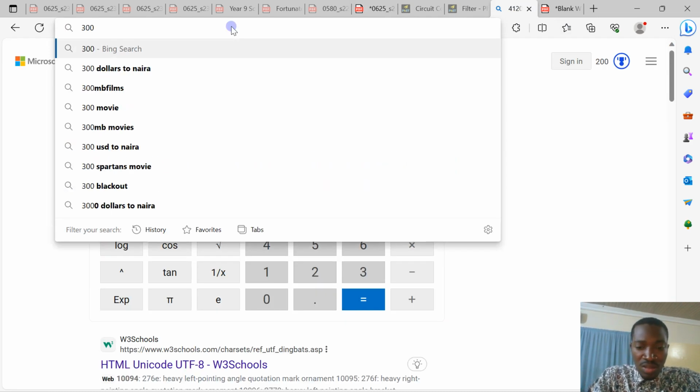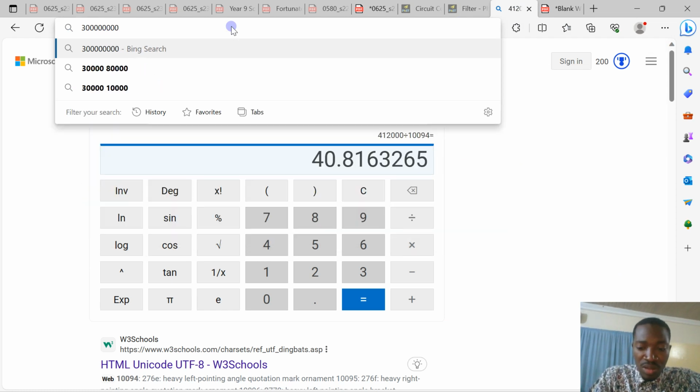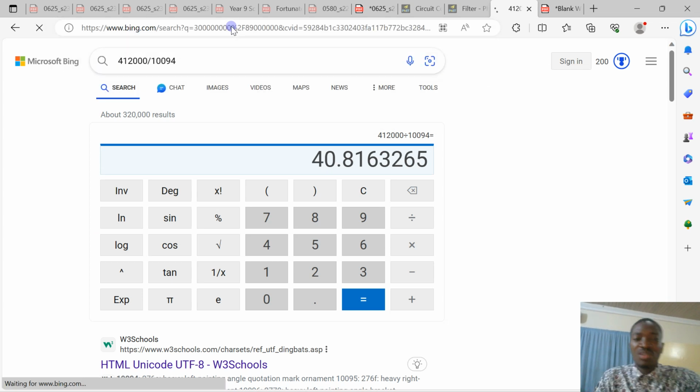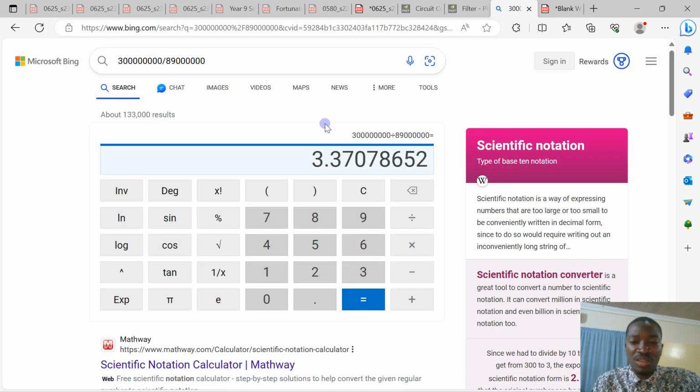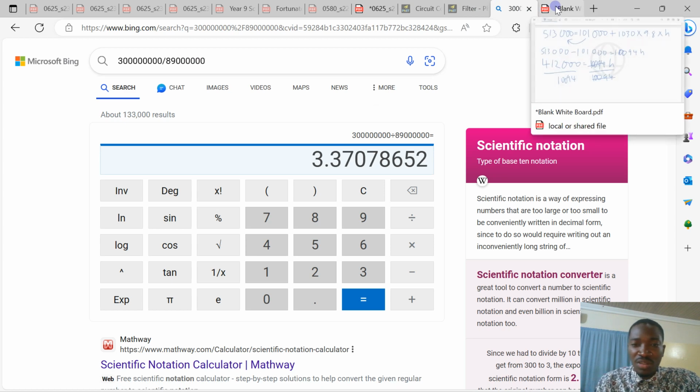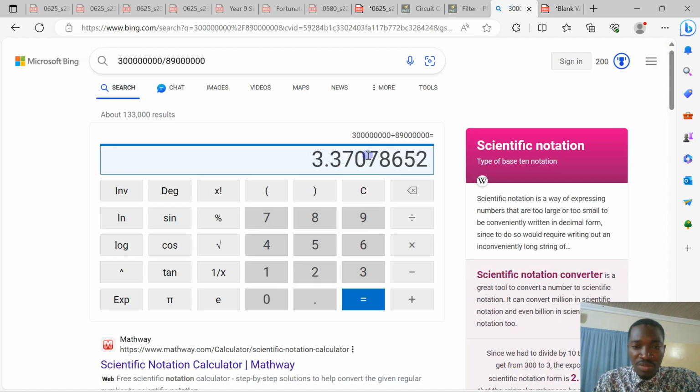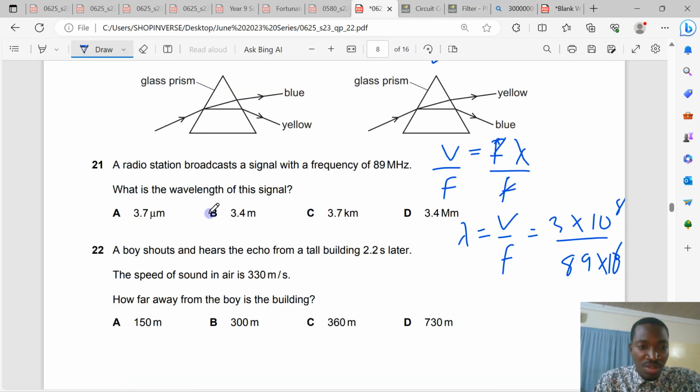300 million divided by 89 million. Just 300 divided by 89, you get 3.37. That makes 3.37 the correct answer. Let's look at the values we have here. They are all to one decimal place. So instead of writing 3.37, we write it to one decimal place, 3.4. So our correct answer should be 3.4. We have 3.4 here. Good. Option B is the correct answer to question 21.